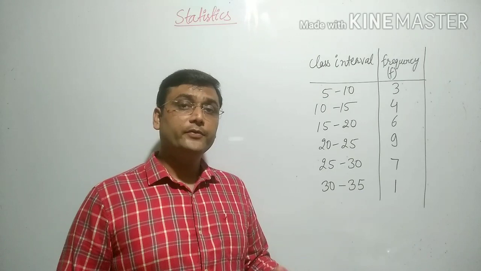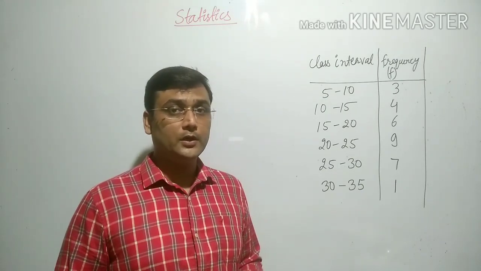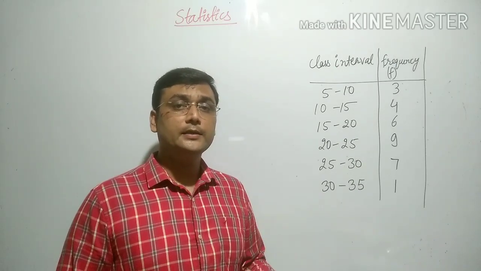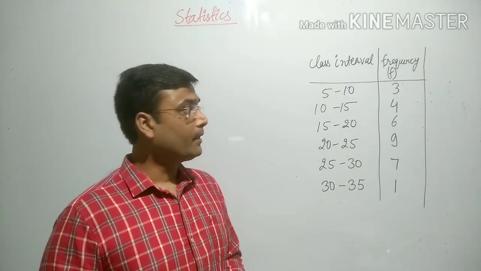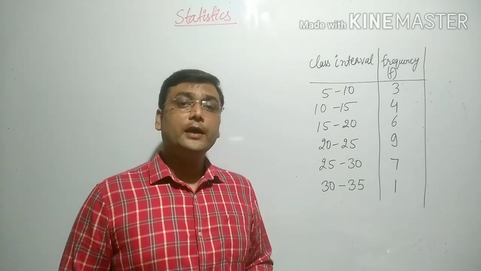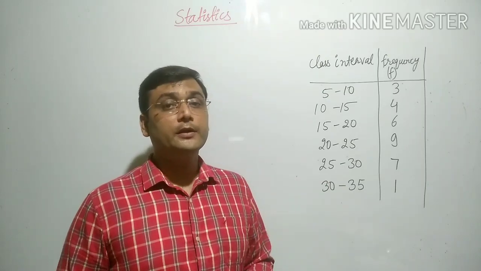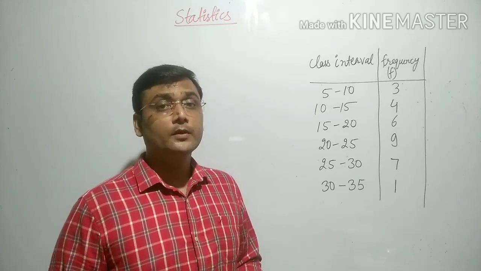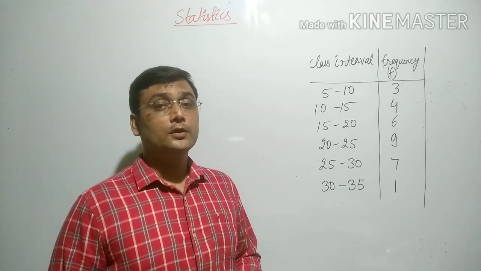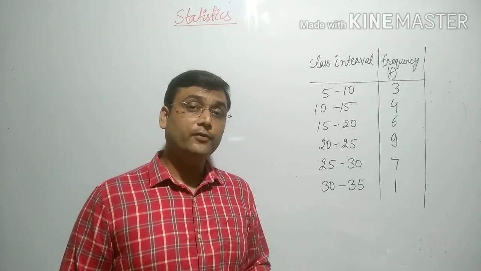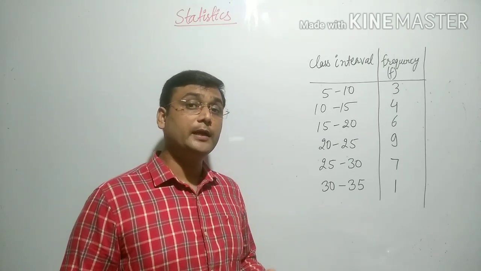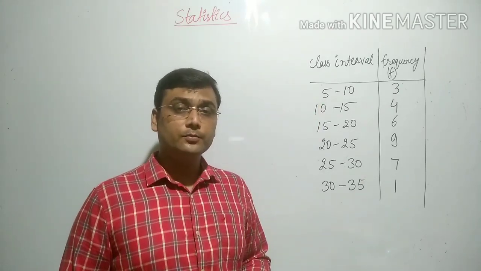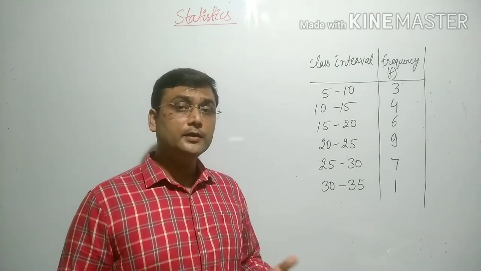Hello students, in the previous video we have seen how we will draw the ogive and how we will find the median whenever the data is not given in the form of class interval. Now we will try to understand how to find the median with the help of the ogive whenever the data is given in the form of class interval like this. And also today we will try to understand how we will find the quartiles with the help of that ogive. So for the same data I will try to find the median and the different quartiles.